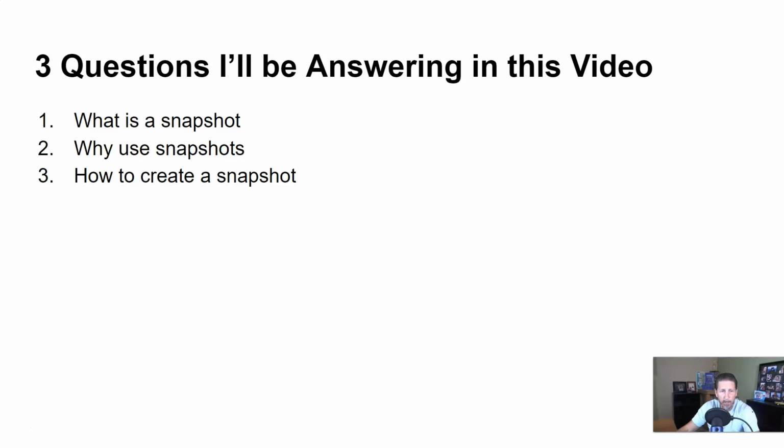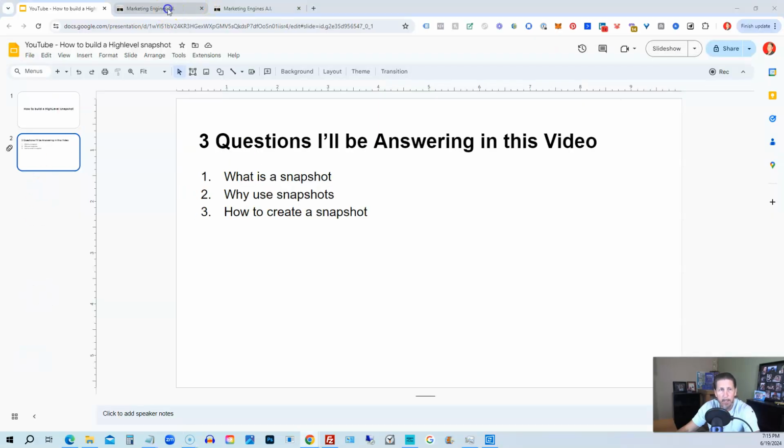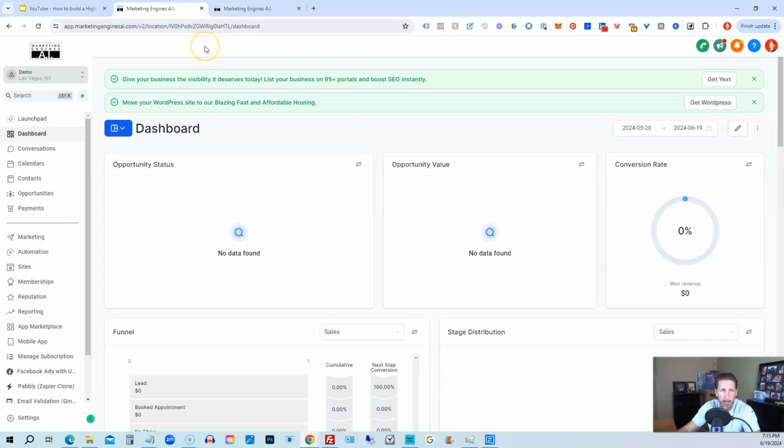So first things first, a snapshot is a simple copy of a particular sub-account. The reason we want to use these is because it makes it super easy to deploy intellectual property from a sub-account to another sub-account, so that there's some value behind creating something inside of a specific sub-account and then potentially selling it to a customer or a client, right?